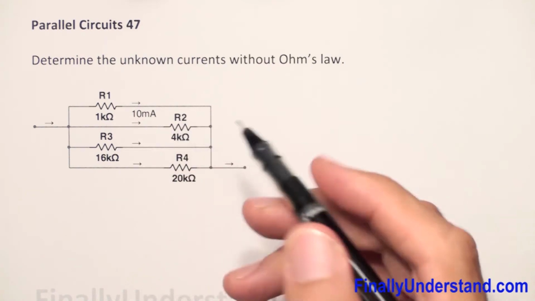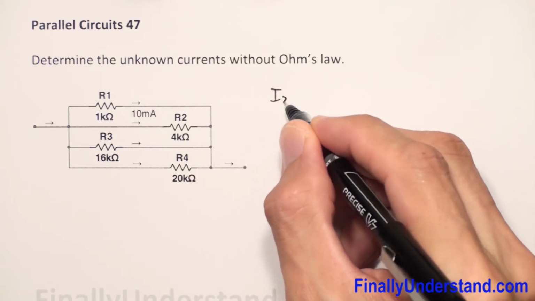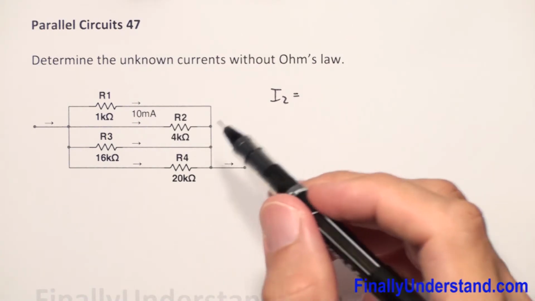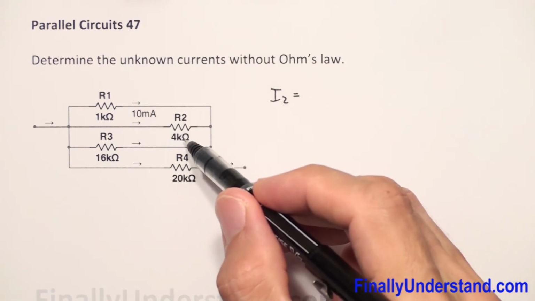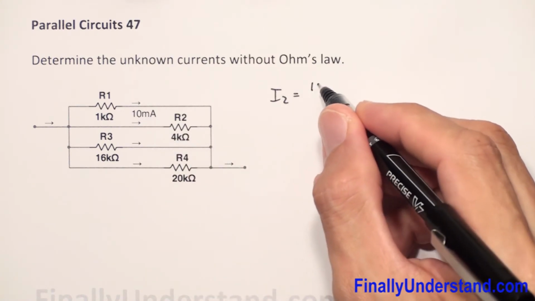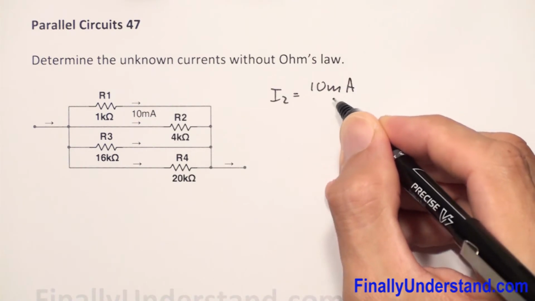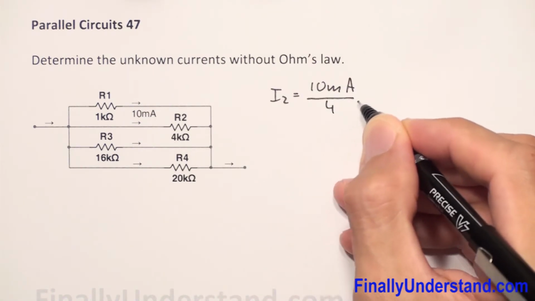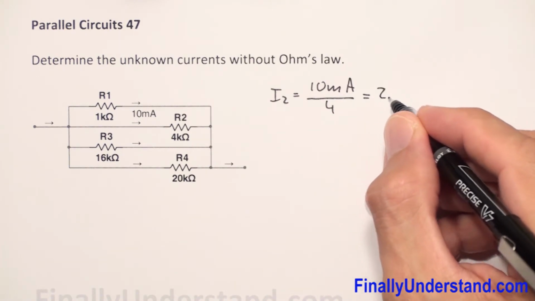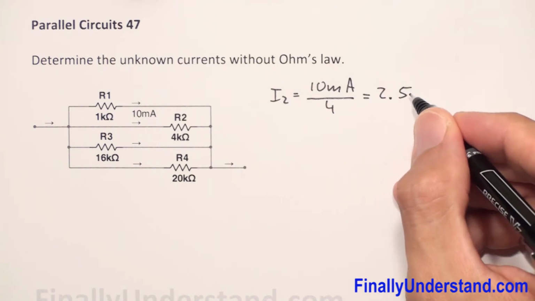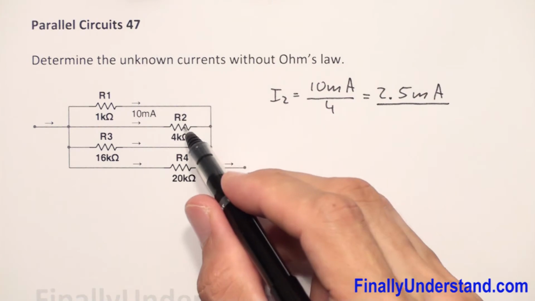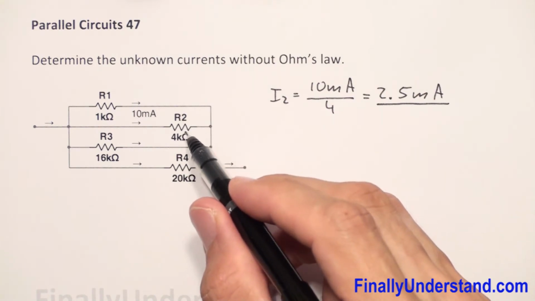So it means that current I2 is going to be 4 times less than this current. So I2 is going to be equal to 10 milliamps divided by 4. 10 milliamps divided by 4 is equal to 2.5 milliamps. Okay, so this is the current which will flow through the resistor R2.